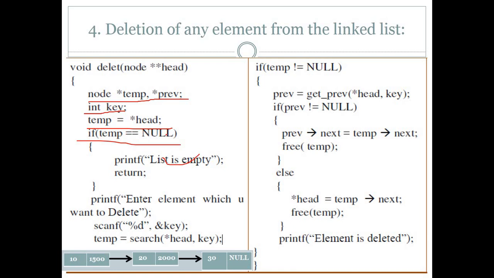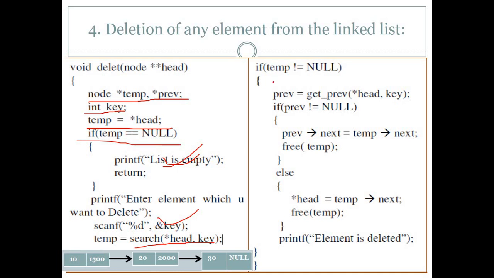If our temp is equal to null, meaning we do not have any value in our list, then the list is empty. We cannot perform our delete operation. But if we want to perform the delete operation and we have some values in our linked list, then we will scan a key, meaning which node we want to delete. After that, we will search for that key.